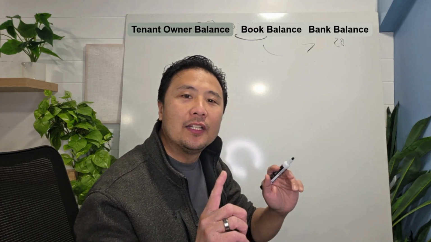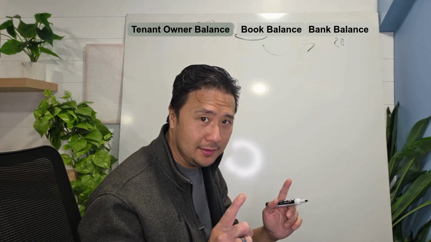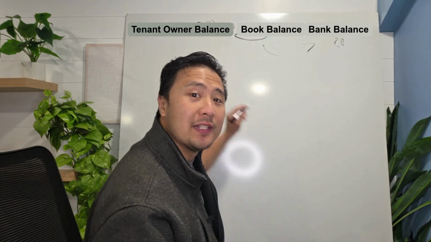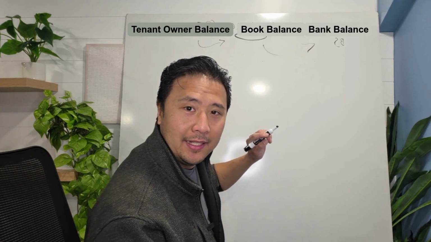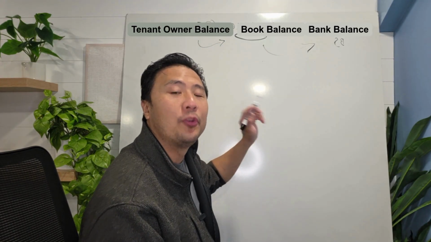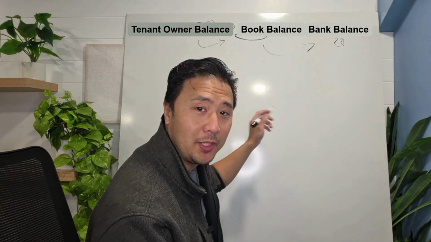Step 3, and this is the one people skip, you need to total up all tenant balances, all owner balances. That's what's in step 3. That total should match your book balance. This is what makes it a three-way trust reconciliation.